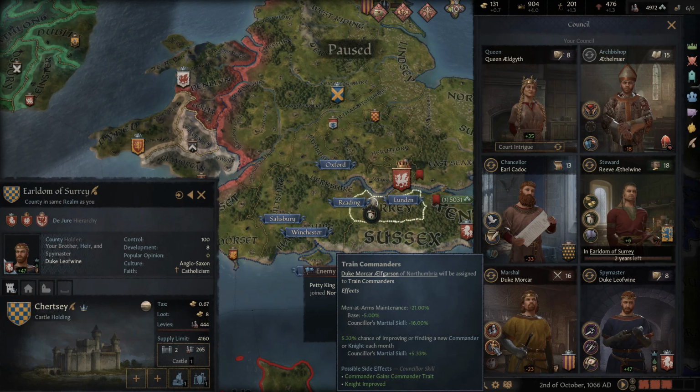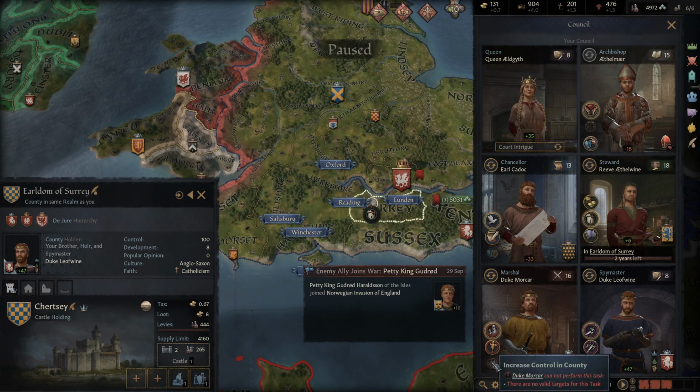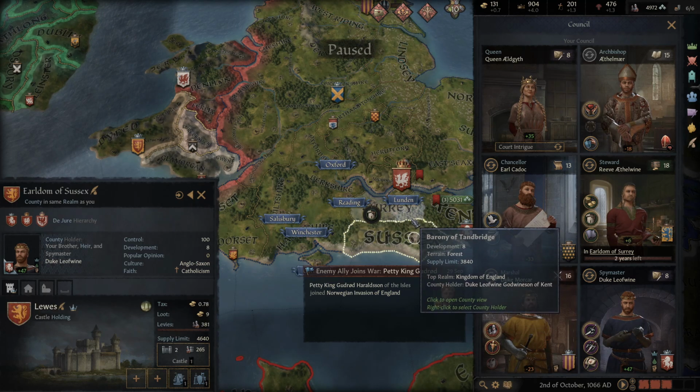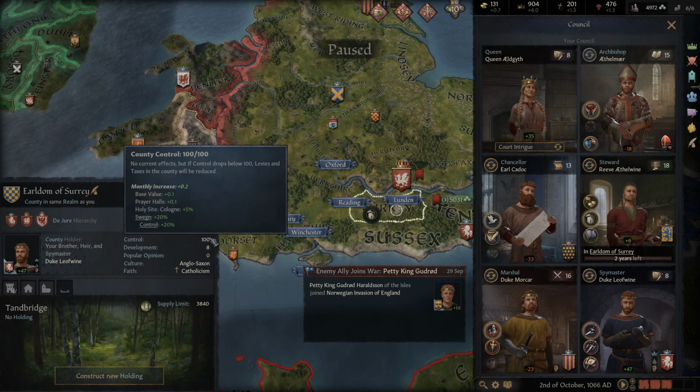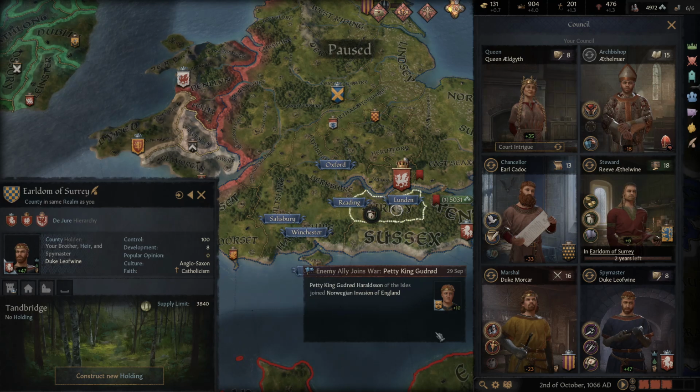And finally, you can increase control in your counties, and this is very important. I can't stress how important this is, so let me explain. Each county has a control level that ranges from 0 to 100. At the maximum of 100 control, you have no negative effects on the county. However, drop below that 100 threshold and you will start to have negative modifiers applied to levies and taxes, so keep that control up at all times. The closer you go to 0, the harsher the effects. With the increased control mission active, your marshal will each month increase the control in the county you have assigned him to until it reaches 100.